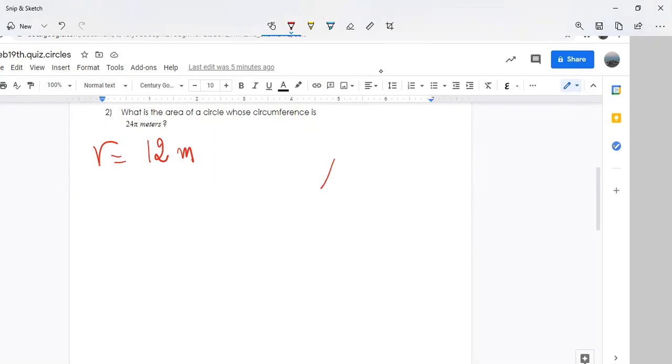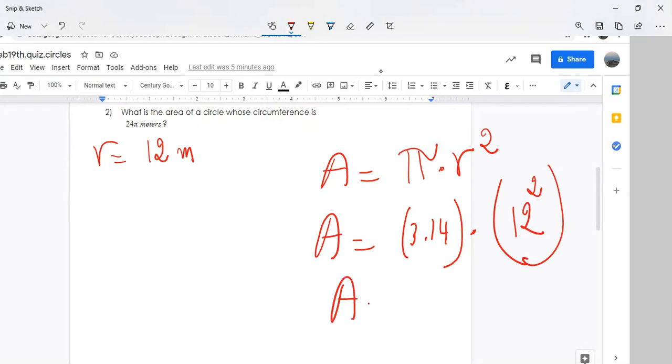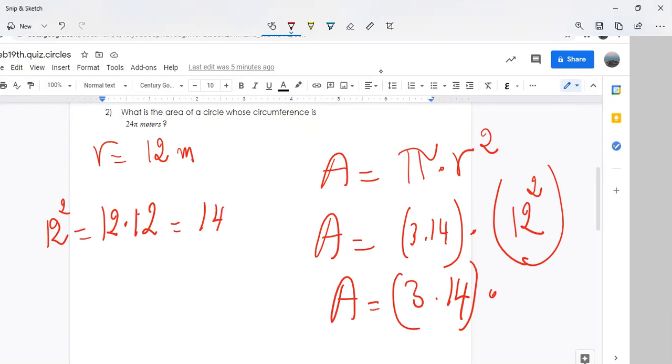The equation for area of a circle, and it's on top of this sheet, is pi times the radius squared. So the area is pi, 3.14, times the radius, we just got that, is 12, and we square it. So the area is 3.14 times 12 squared, which is 12 times 12, and that's 144. So times 144, okay? And then you put that in the calculator, you get 450 something.